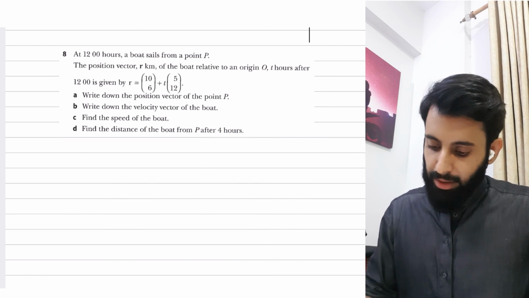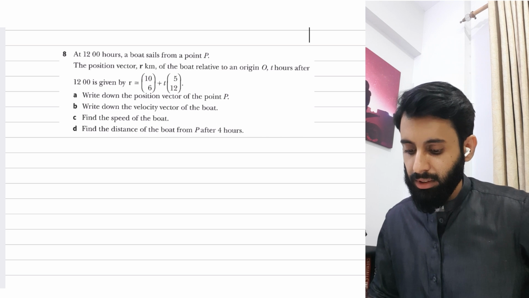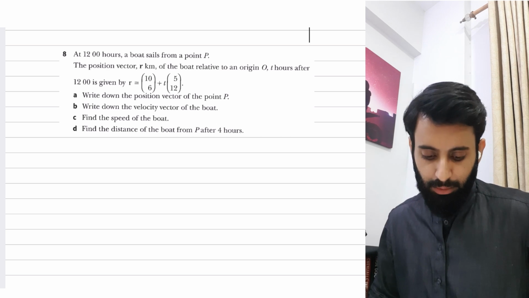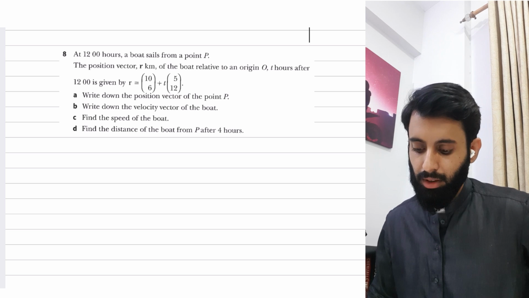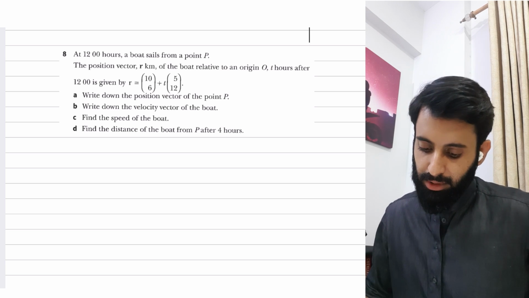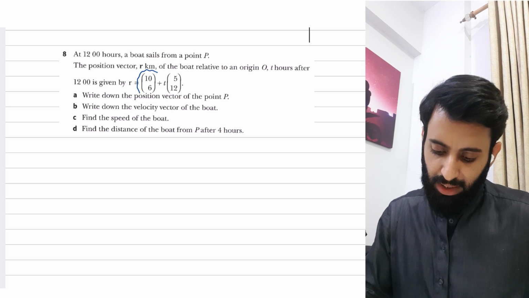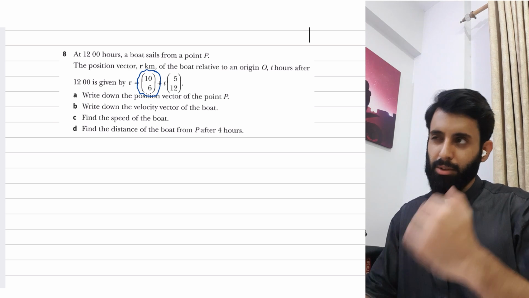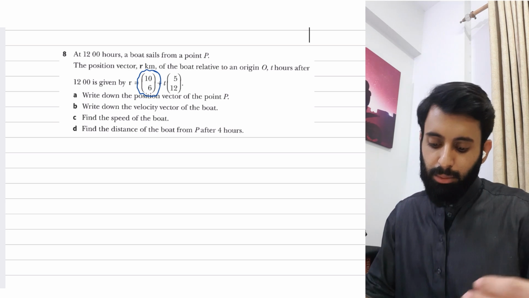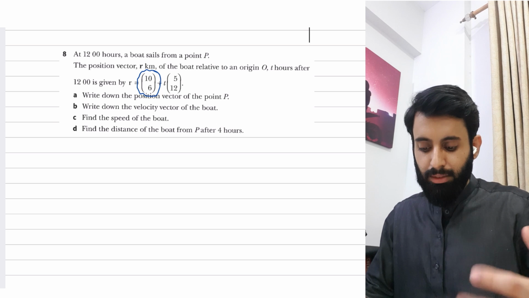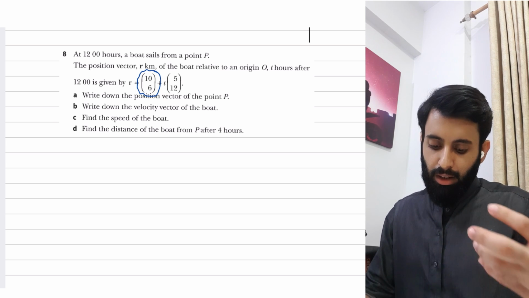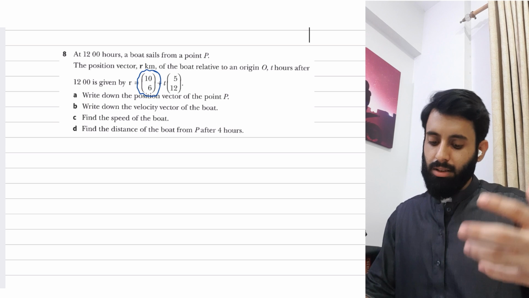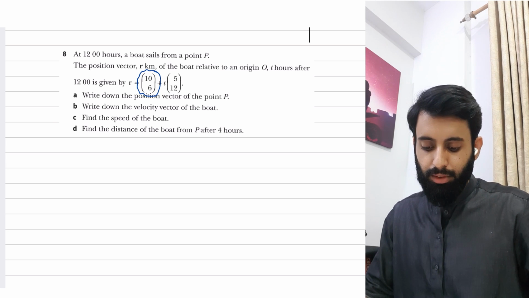So it says here that at 1200 hours, a boat sails from point P. The position vector r kilometers of the boat relative to an origin, t hours after 1200, is given by r = (10, 6) + t(5, 12). What this (10, 6) basically means is that this object is not starting from O, it is starting from a point which is already 10 units rightwards and 6 units upwards from O. And (5, 12) is basically its velocity, and that's where it's headed. Basically it's the vector of the velocity.